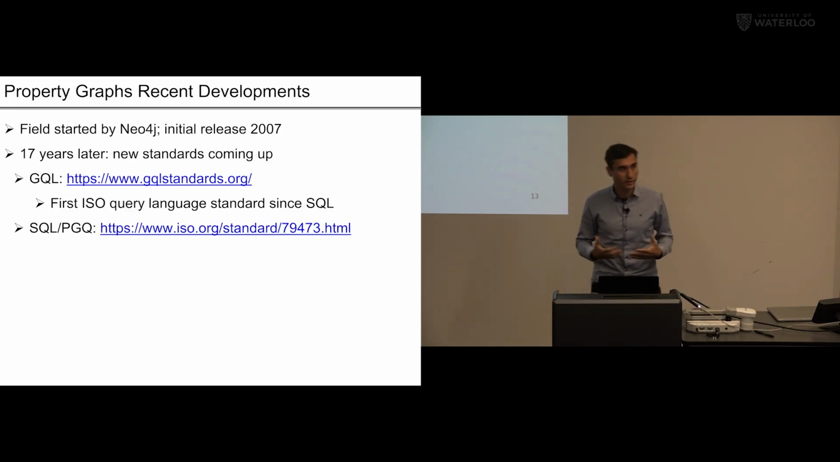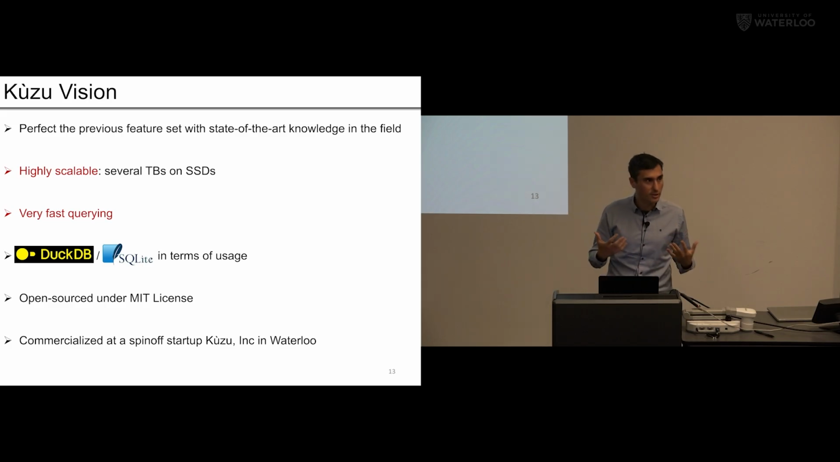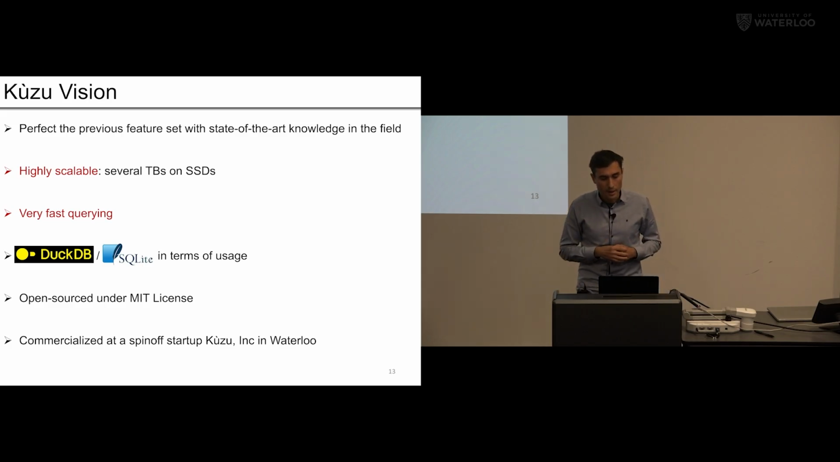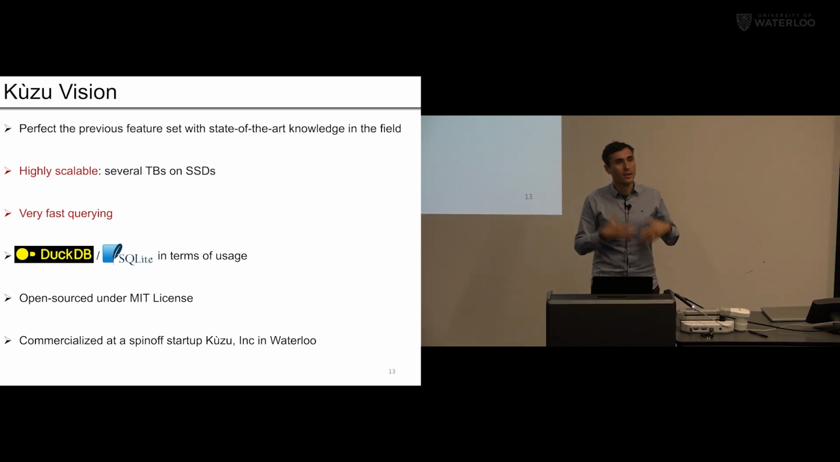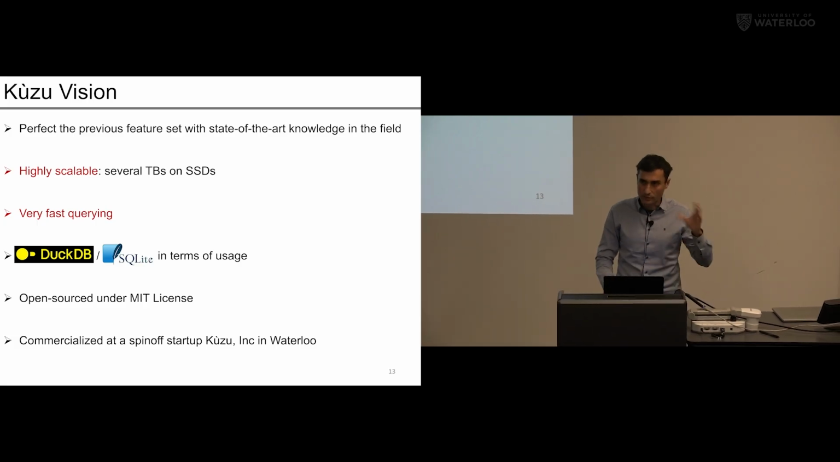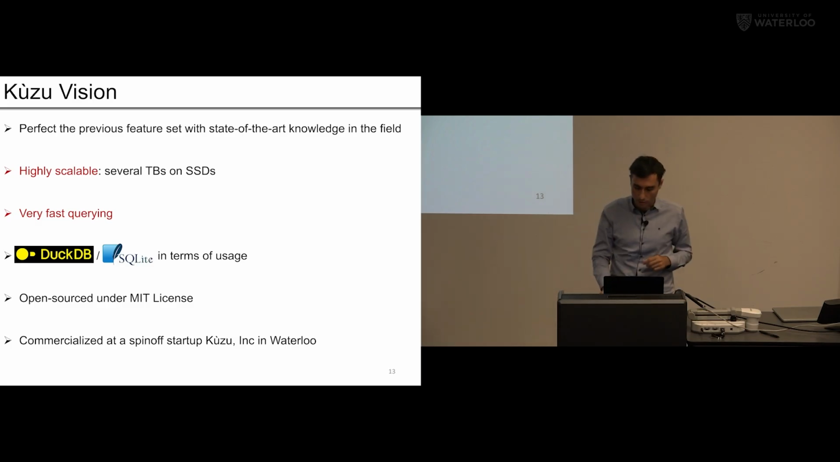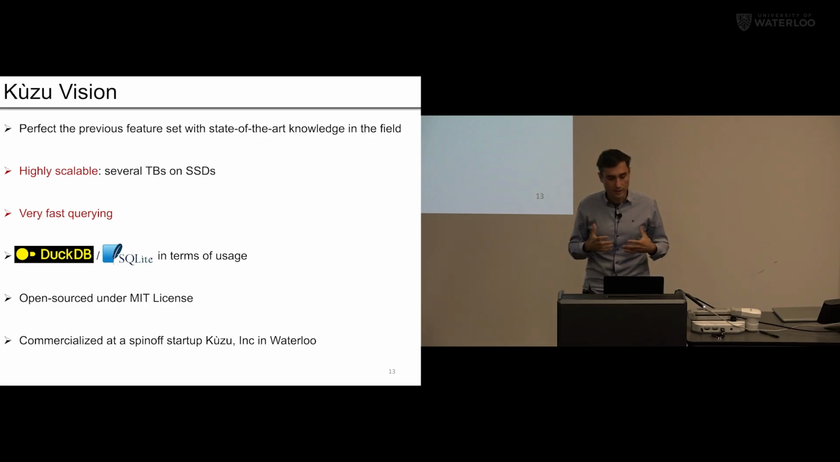So Kùzu started as a project that aimed to essentially perfect the feature set that I mentioned. So, to be a state-of-the-art system that is very good at recursive queries or finding patterns. And I'll tell you in the technical part of the talk what the main challenge is when you're searching for patterns across your data that you're modeling as graphs. And we focused on high scalability and very fast querying.